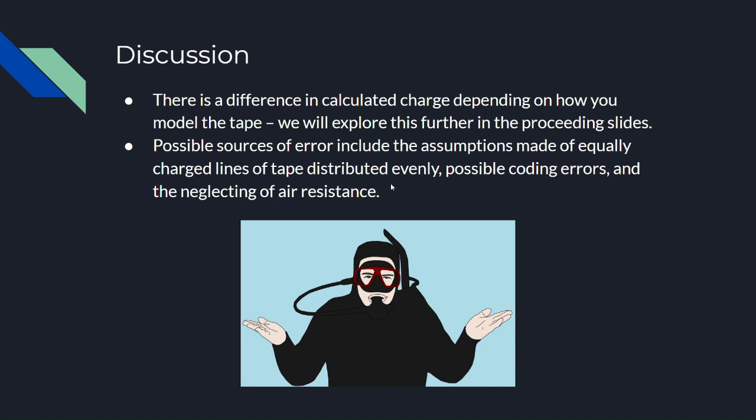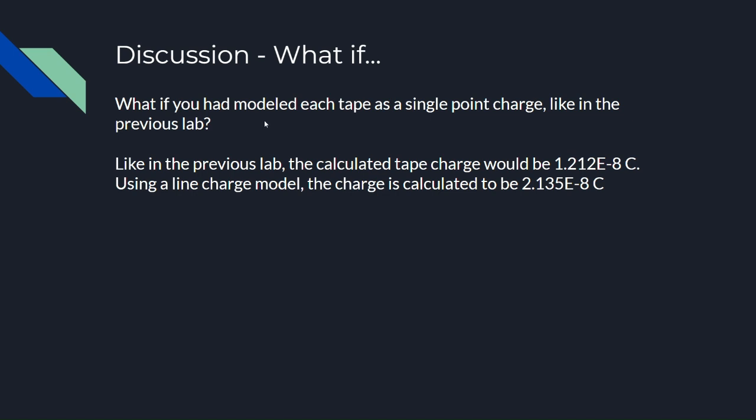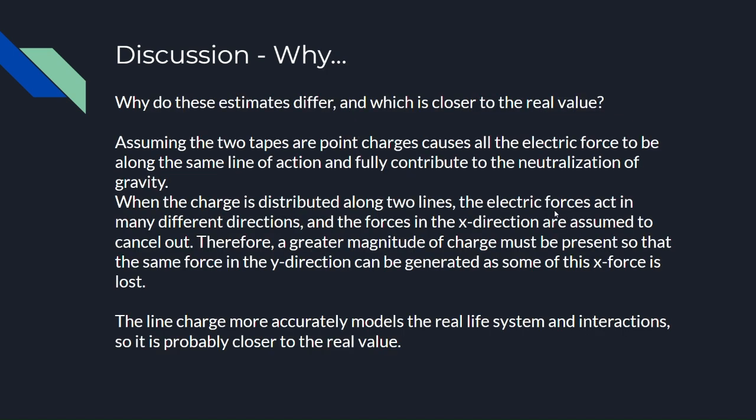Possible sources of error include the assumptions made of equally charged lines and of tape distributed evenly, possible coding errors, and the neglect of air resistance. Now, what if you had modeled each tape as a single point charge like in the previous lab? Well, like in the previous lab, the calculated tape charge would be 1.212e-8 coulombs. While using this line charge model, the charge is calculated to be 2.135e-8 coulombs. And why do these estimates differ? Which one's closer to the real value?